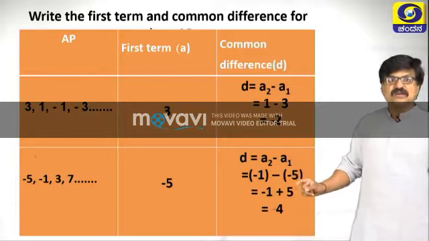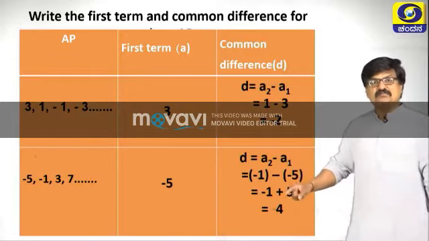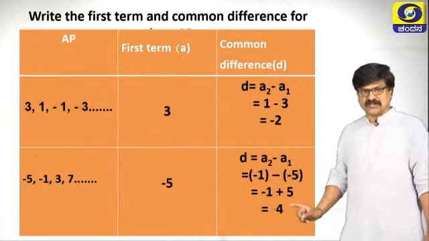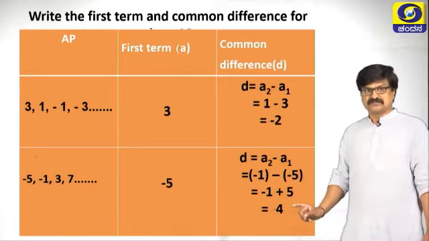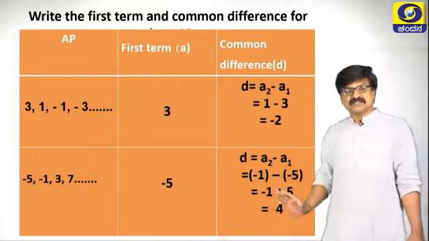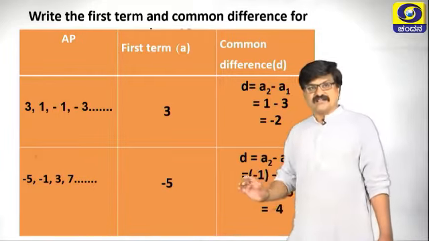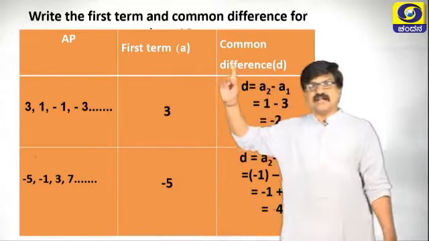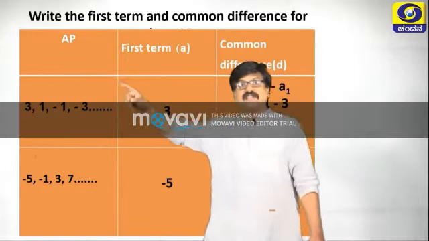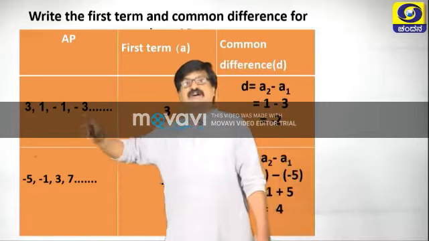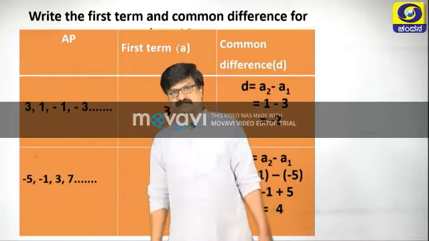So, minus into minus is plus. So, plus 5 minus 1 is 4 only. Clear? So, this is the way of finding the first term and common difference for any kind of arithmetic progression.